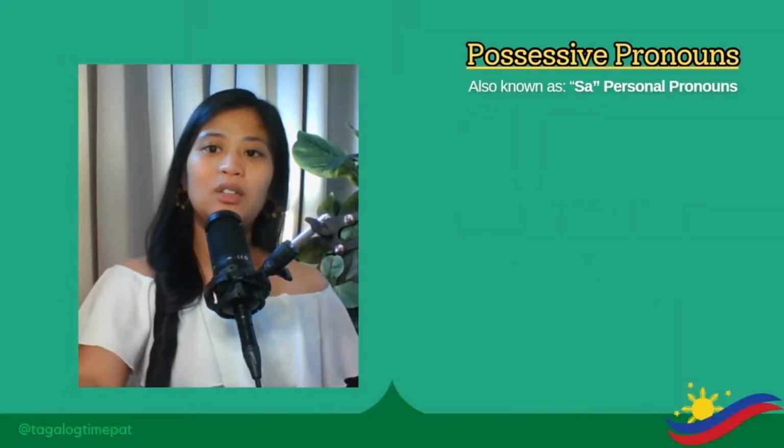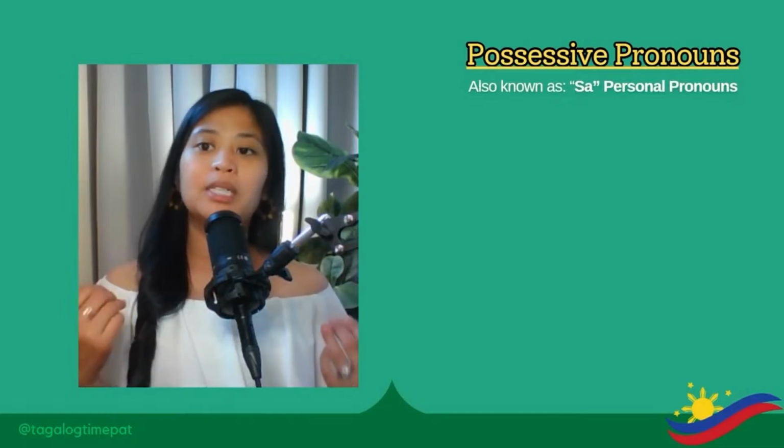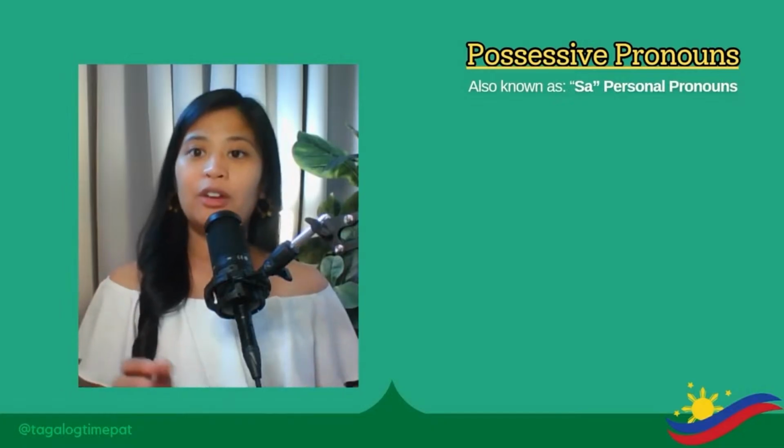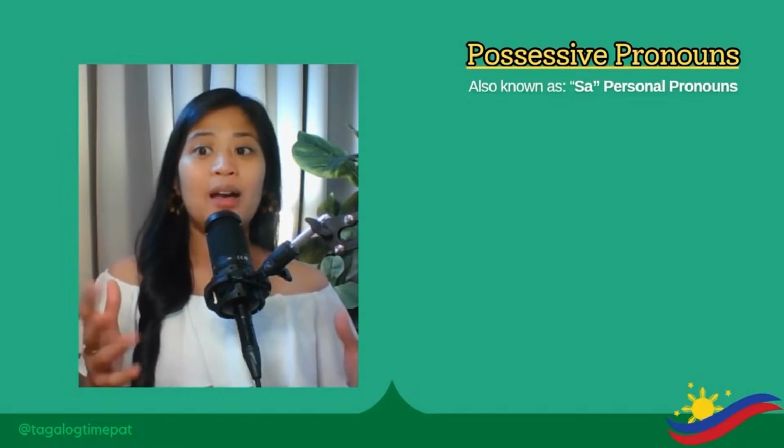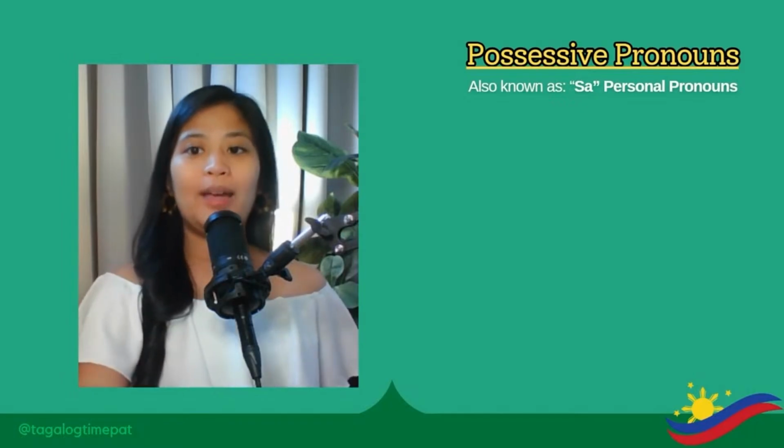Okay, now let's take a look at this last set of possessive pronouns. They are different from the first set that we learned. These are also known as sa personal pronouns, and you'll see why.